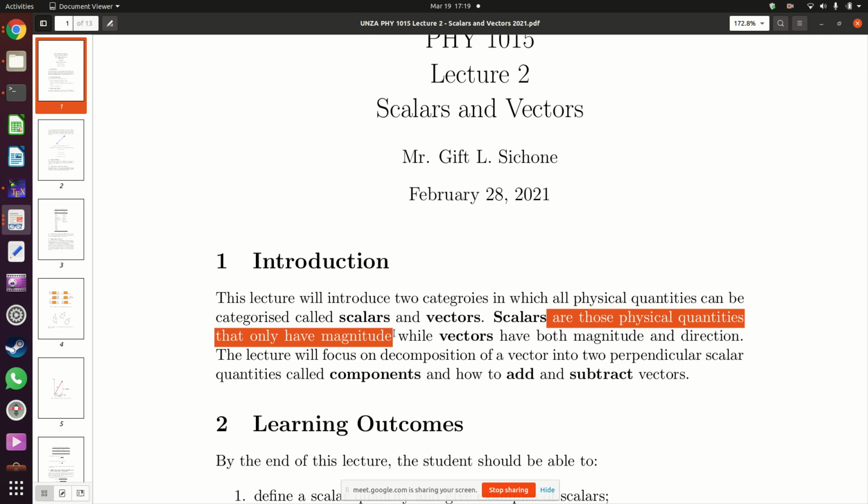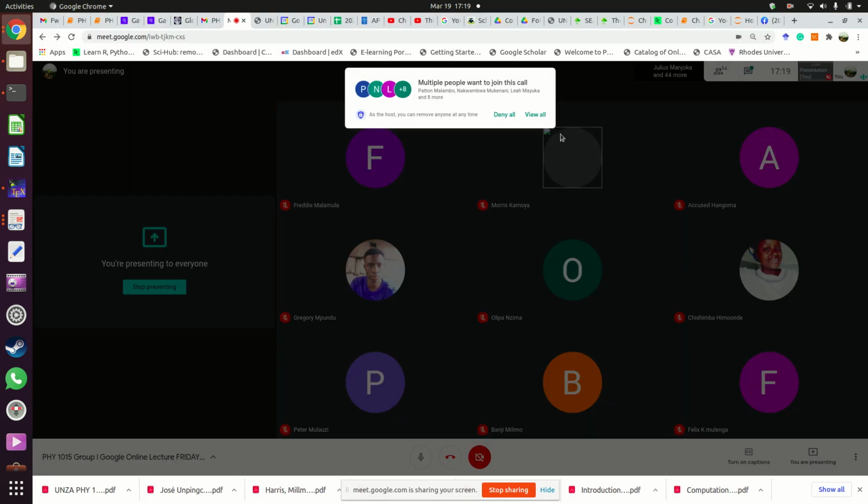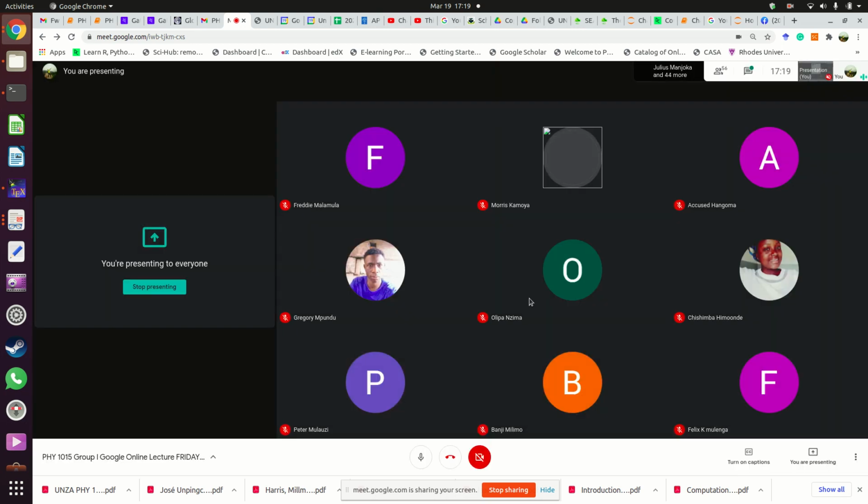For example, mass. The mass of an object has got size, like 10 kg or 5 kg, but mass does not have direction. You can't say 5 kg towards the south, or 5 kg towards the west, or 10 kg towards the east. There is nothing like that. The reason why we can't do that is because mass does not have direction. It has got size, yes, but it doesn't have direction.